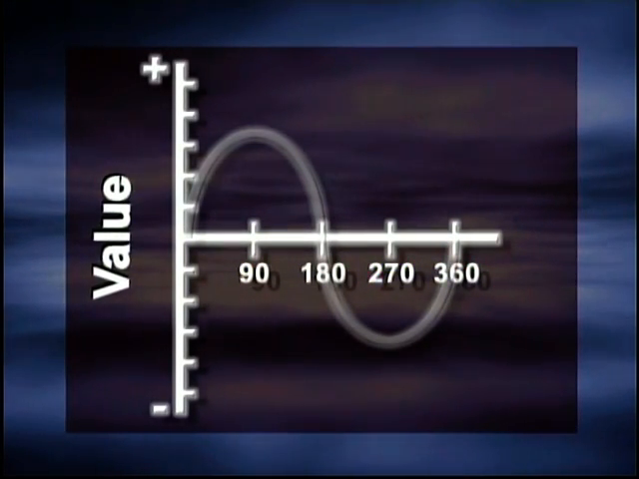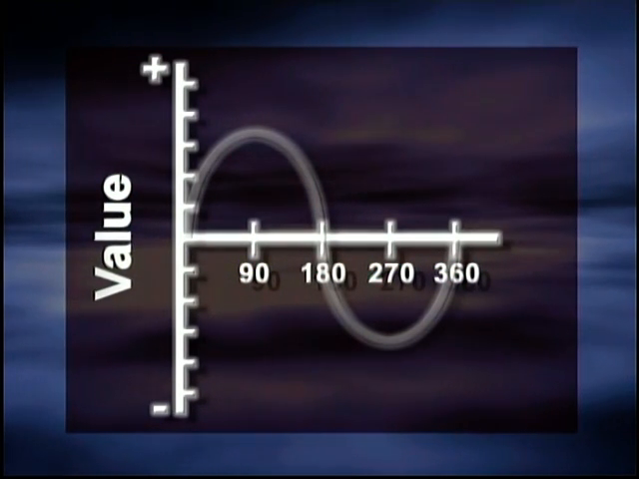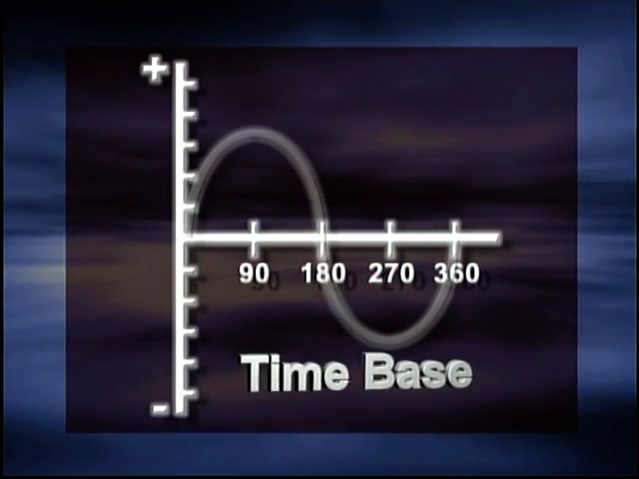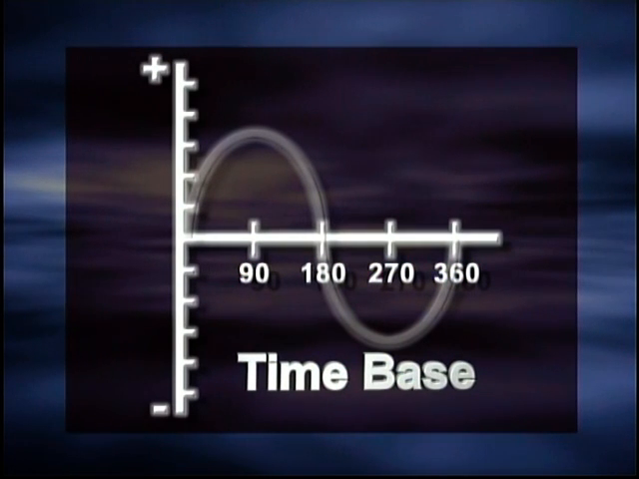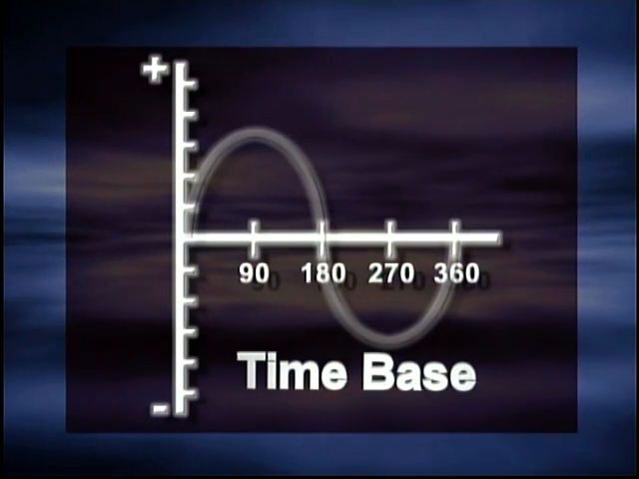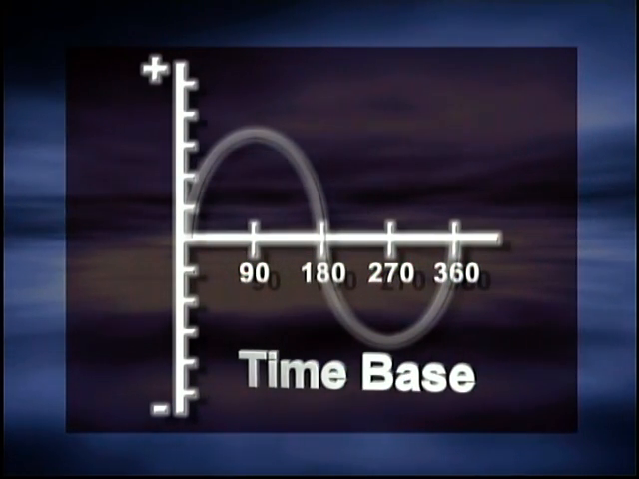The vertical axis represents the value and the polarity of the voltage. The horizontal axis is used as the time base. It is divided into degrees of rotation or suitable divisions of time. To help you understand how AC voltage is produced and the waveform developed, a single coil AC generator will be used.